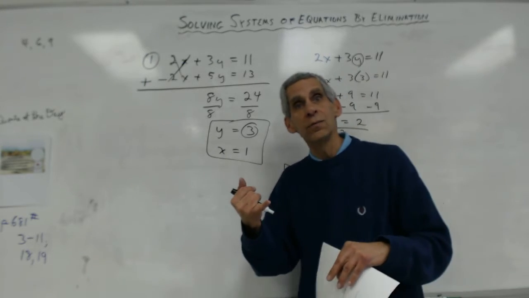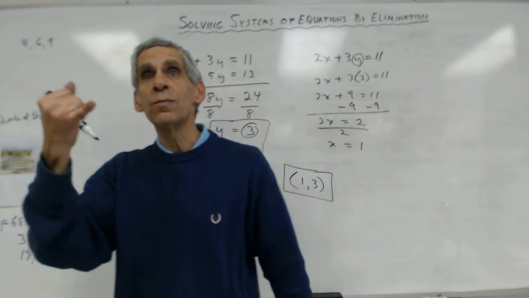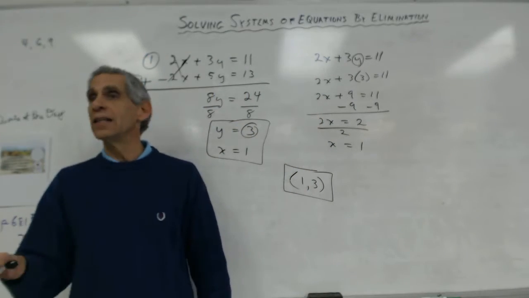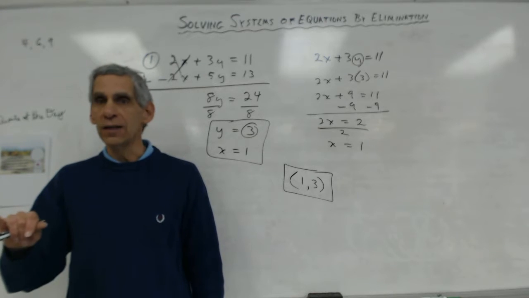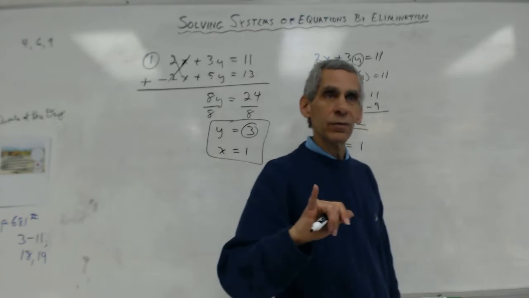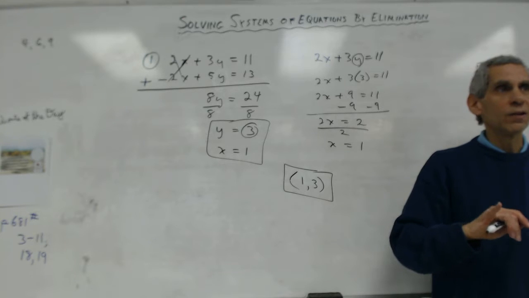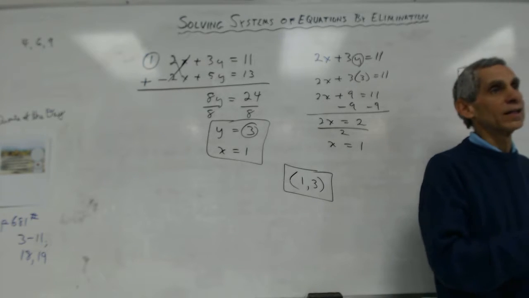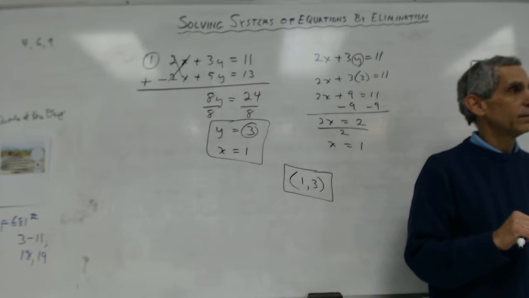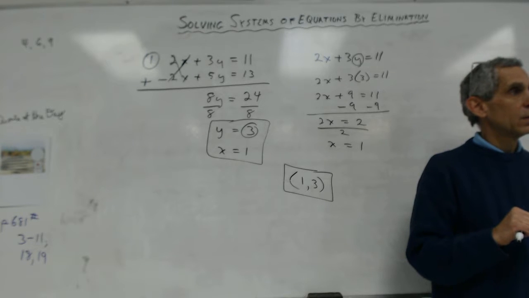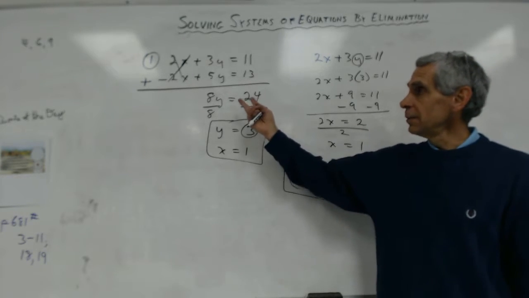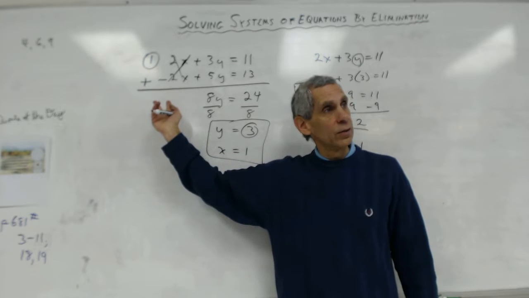So sometimes systems of equations by substitution is by far the easiest way to do it. Sometimes systems of equations, solving them by elimination, is by far the easiest way to do it, right? You see what I'm saying? So, to me, this is magical.